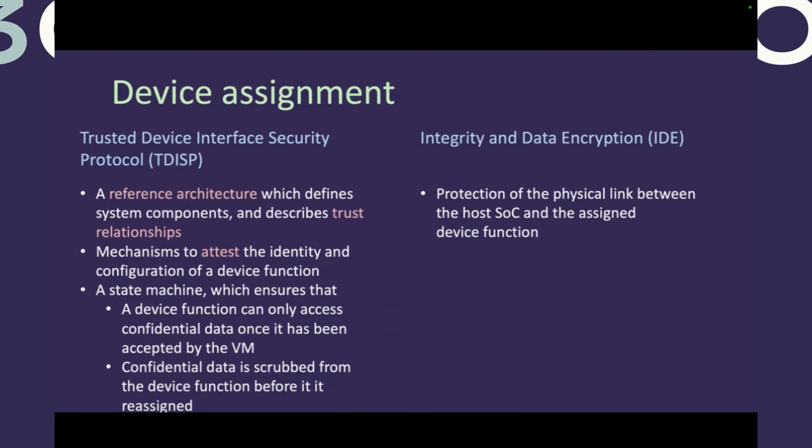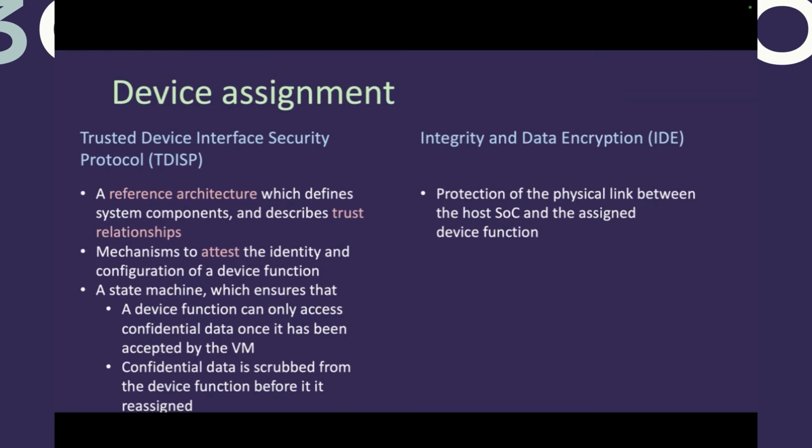So for PCIe devices, there are a set of standards which we can build upon to provide the required guarantees. And two of those key standards are shown on this slide here. So the first is the Trusted Device Interface Security Protocol, or TDISP. And that defines a reference architecture that describes the components of a system and the trust relationships that exist between them. It then describes ways in which the trusted VM or realm in CCA terminology can attest the identity and configuration of a device function.